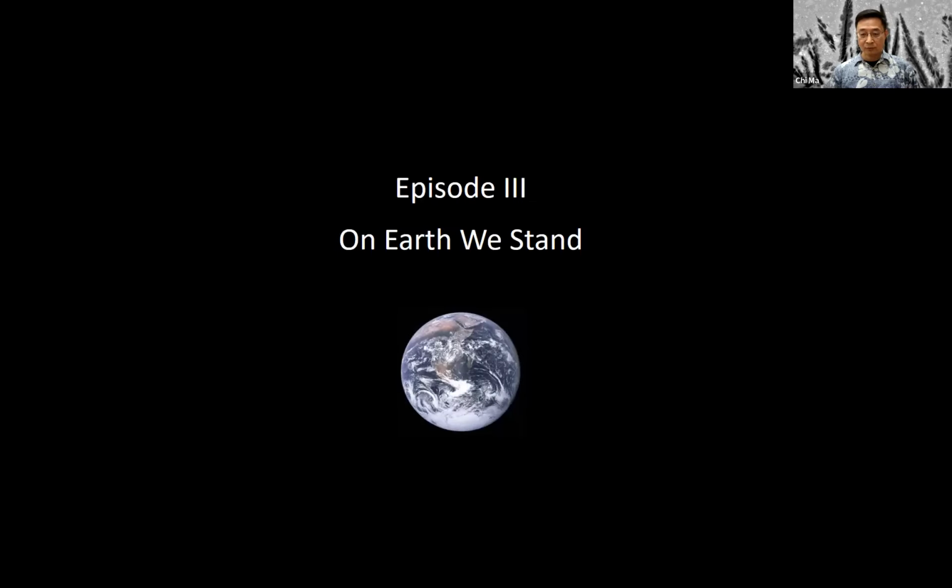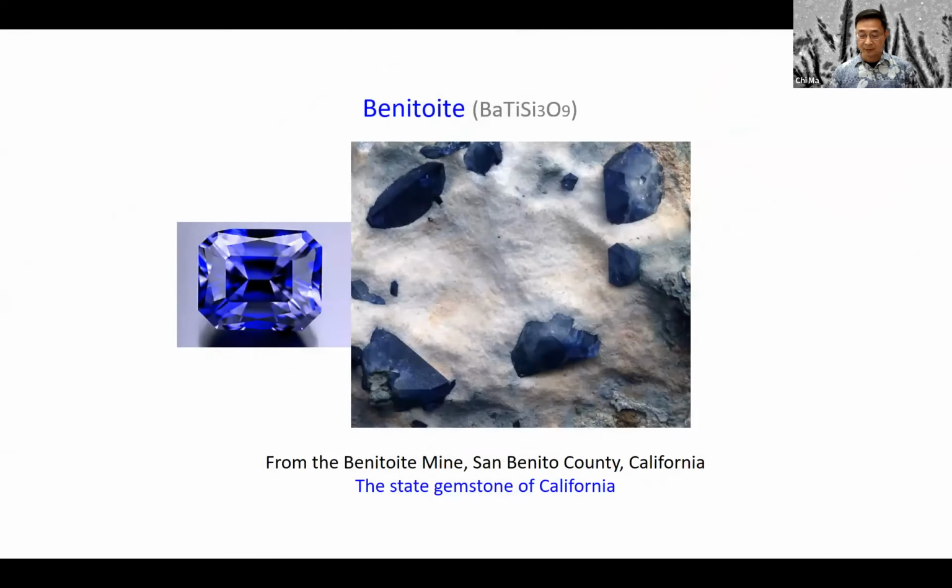So I would like to start with episode 3. My journey started in California. Bonitoite is barium titanium silicate from the Bonitoite mine, California. Bonitoite is a very beautiful mineral. It's the state gemstone of California. We use bonitoite as the barium titanium standard in the electron probe lab.